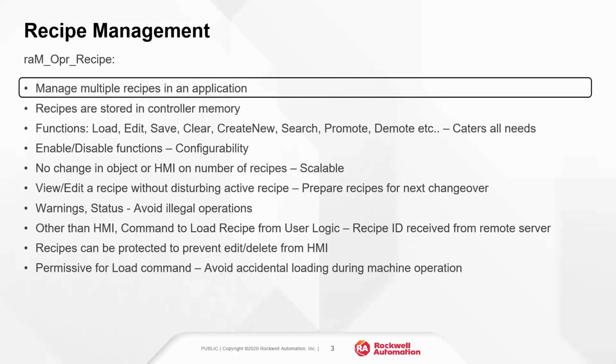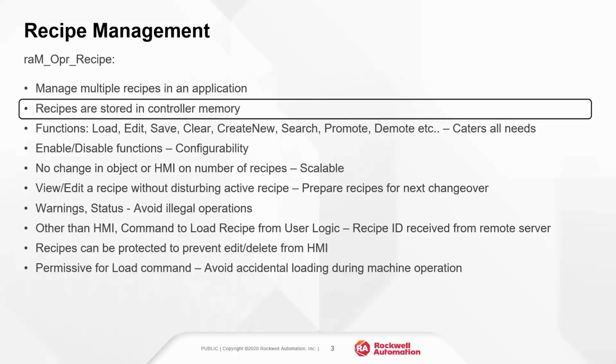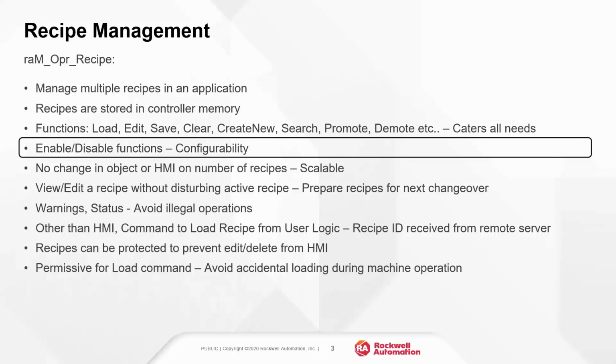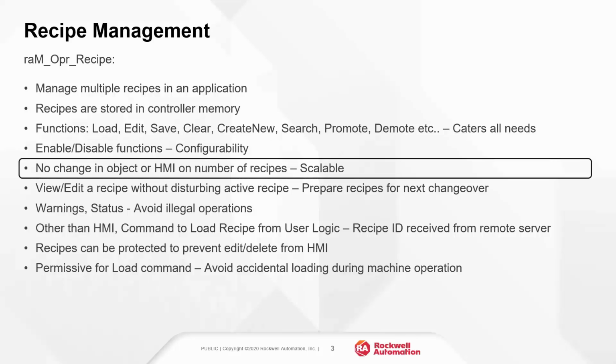With the recipe management object, it's easy to manage multiple recipes in an application. The recipes are stored in controller memory. The object caters to most of the application requirements with functions like load, edit, save, create new and more. Using configuration parameters, you can choose to enable or disable functions as per your application requirement. The object or faceplate does not need any modification based on the number of recipes in recipe memory.